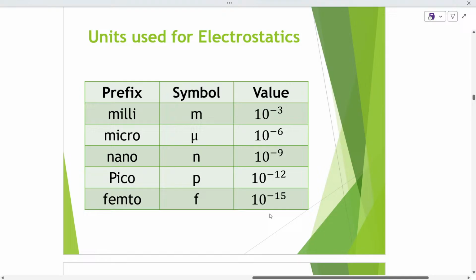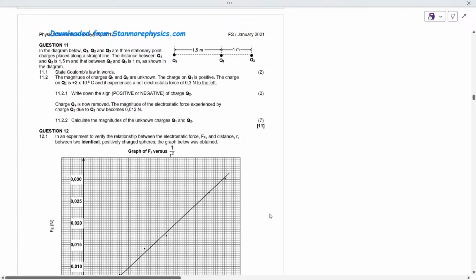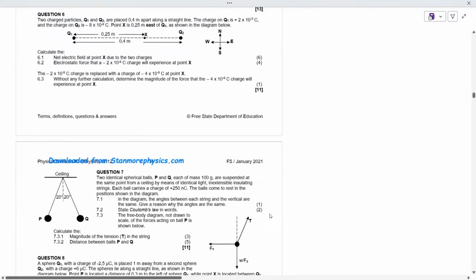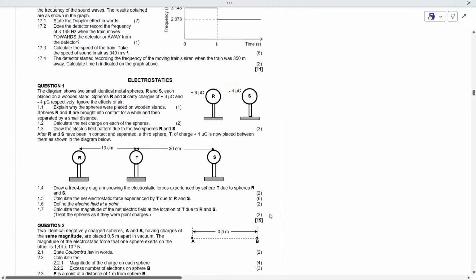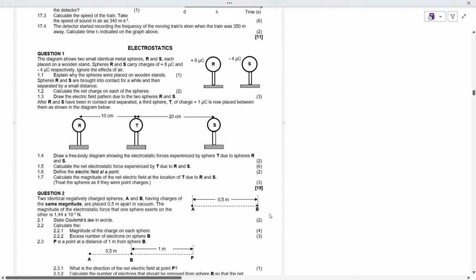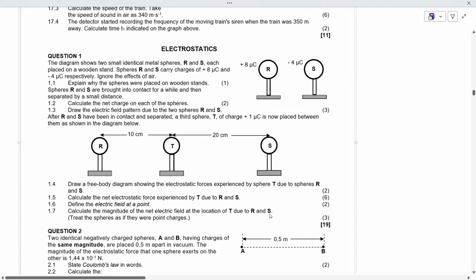Can you please move? Yeah, you can move. Okay. So wait, I have this one. You can read the scenario first, or you can go to the first question.